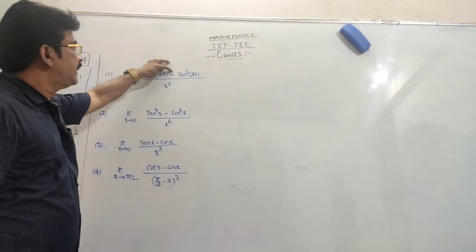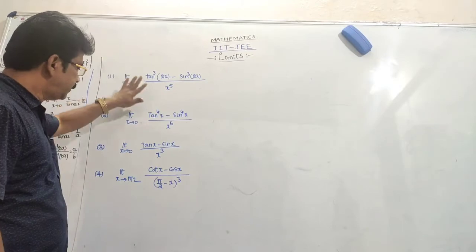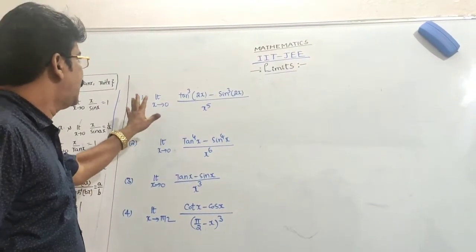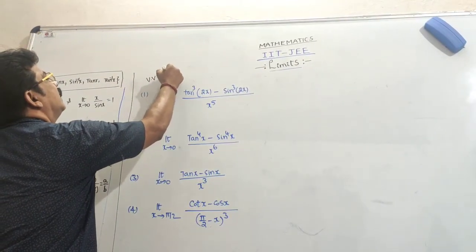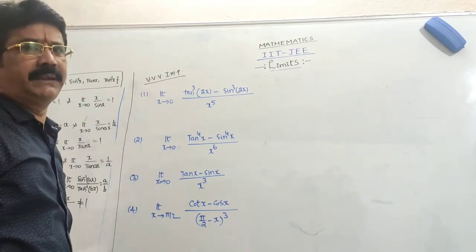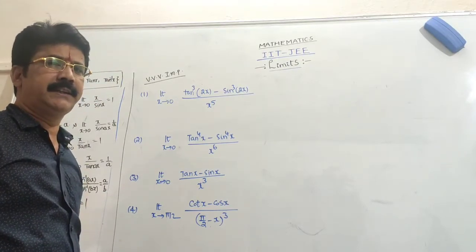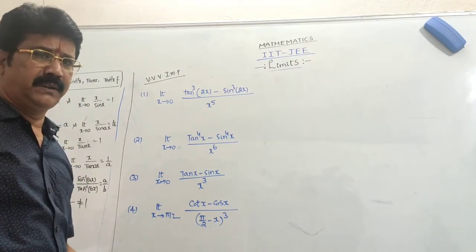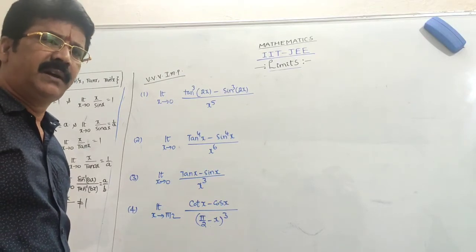Tan cubed 2x minus sin cubed 2x divided by x to the power of 5. Just like that, different questions are there in terms of tan and sin. This model is very, very important for every competitive examination. That's why it is better to learn the shortcut by heart rather than using L'Hospital's rule or the general procedure. It will take a lot of time in the examination hall. It is my sincere advice.